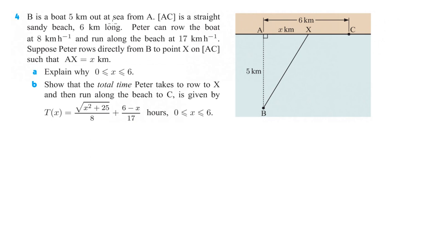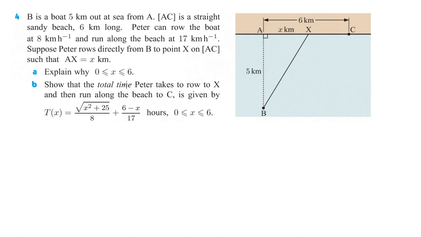B is a boat about 5 kilometers out at sea from A. AC is a straight sandy beach 6 kilometers long. Peter can row a boat at 8 kilometers per hour, and then run along the beach at 17 kilometers per hour. Suppose Peter rows directly from point B to point X along the shoreline here, such that AX equals x kilometers. So that's basically the distance from directly straight across on shore.